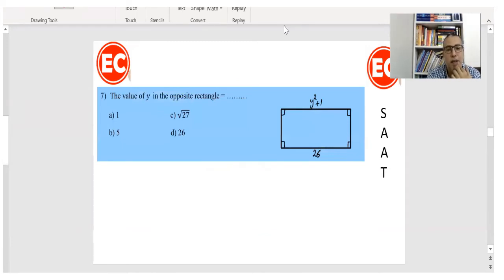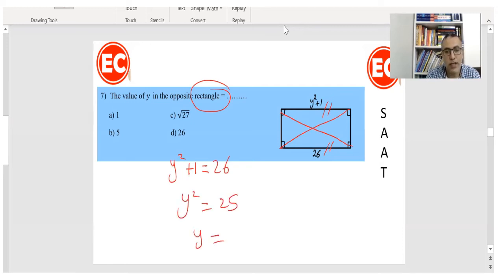Question number 7. The opposite figure is a rectangle. Of course, in the rectangle, opposite sides are equal, and each angle is equal to 90. And diagonals are congruent. So y squared plus 1 is equal to 26. So y squared is equal to 25. So y is equal to positive or negative root of 25, so it's positive or negative 5. Of course, I'm not going to choose the negative because it's a length. I'm going to choose the positive 5.